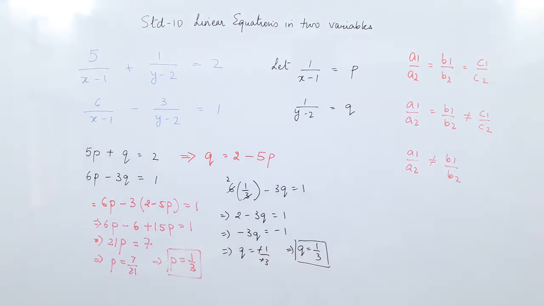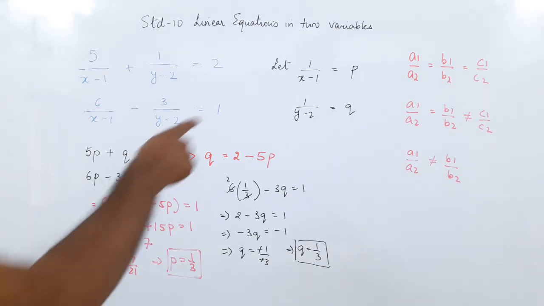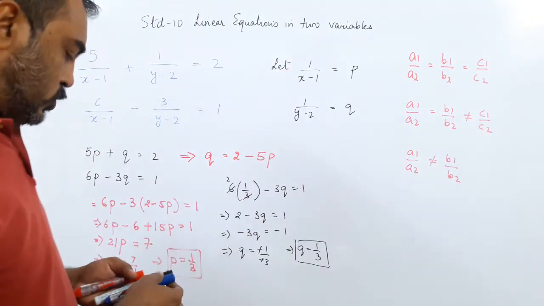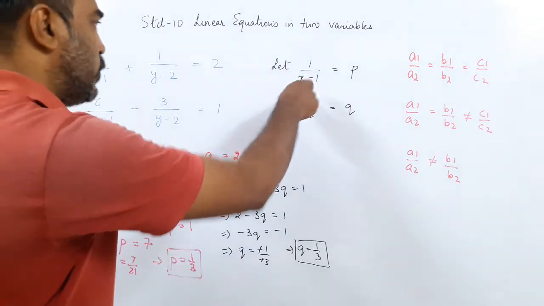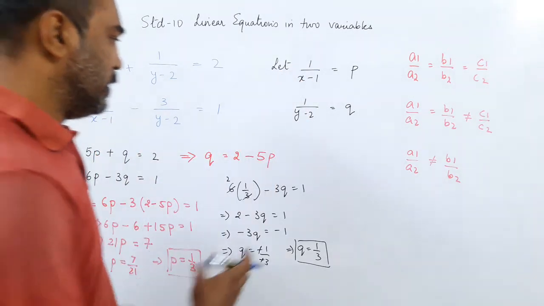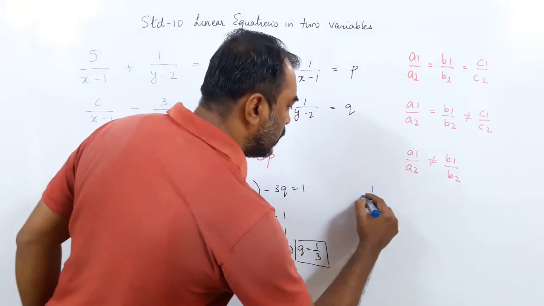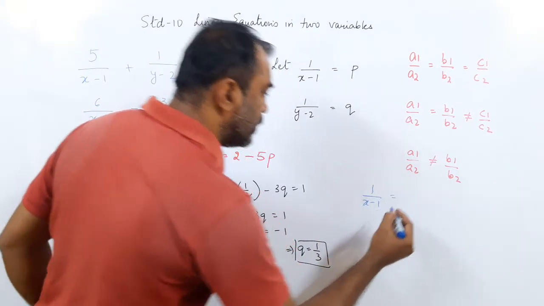So I have solved the sum so far, but the sum is not done yet. Why is the sum not done yet? We have to find this yet. So you can see now 1 upon x minus 1 is equal to p. So we get 1 upon x minus 1 is equal to p.